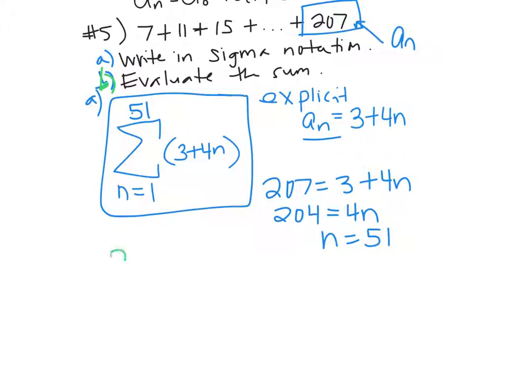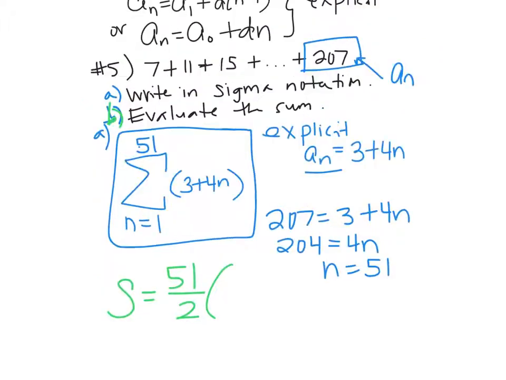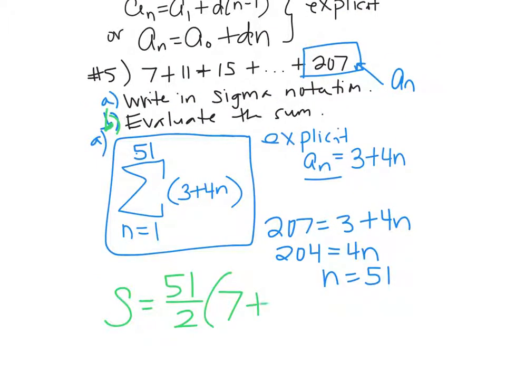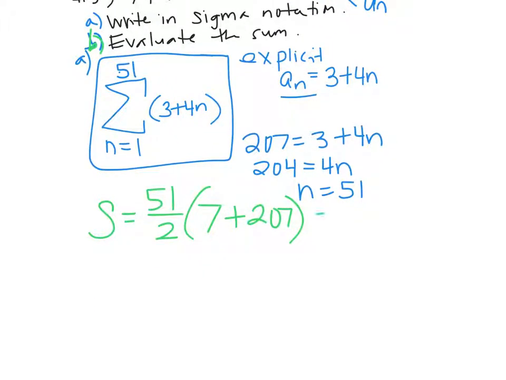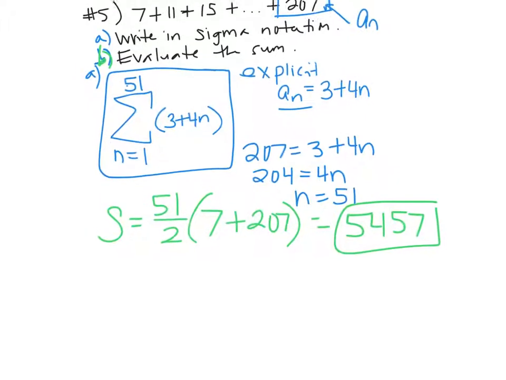But evaluating the sum is going to be nice and easy because you have all the parts you need. How many numbers am I adding up? 51, good, over 2. The first number in this series is 7, and the last number is 207. You go to your calculator, figure it out. Here we go. 51 divided by 2 times 7 plus 207 in parentheses, and I get 5457. Really good.